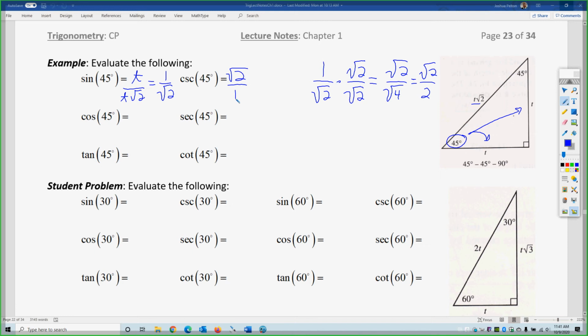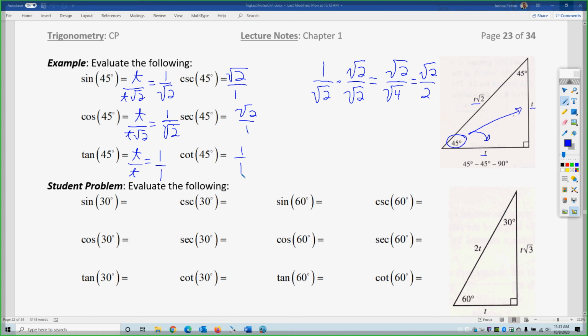So cosine is adjacent over hypotenuse, which ends up being the same answer, correct? Because the adjacent is the same as the opposite in a 45-45, which gives us the same answer, 1 over root 2 and root 2 over 1. Okay? And tangent is opposite over adjacent. So wait a minute, that's just 1 because it cancels. If you make it a fraction, you can reciprocate it. It's still 1 for cotangent.